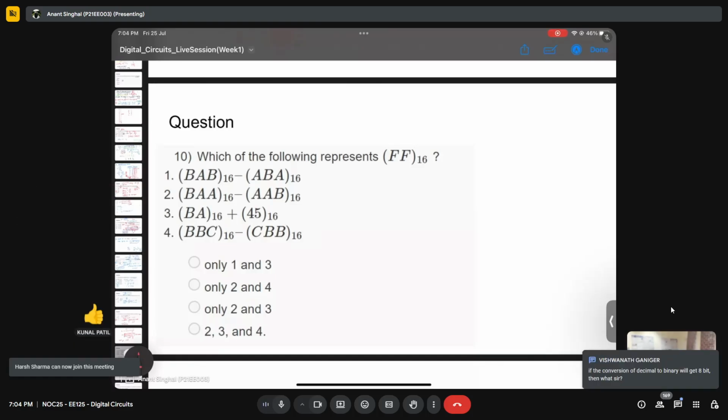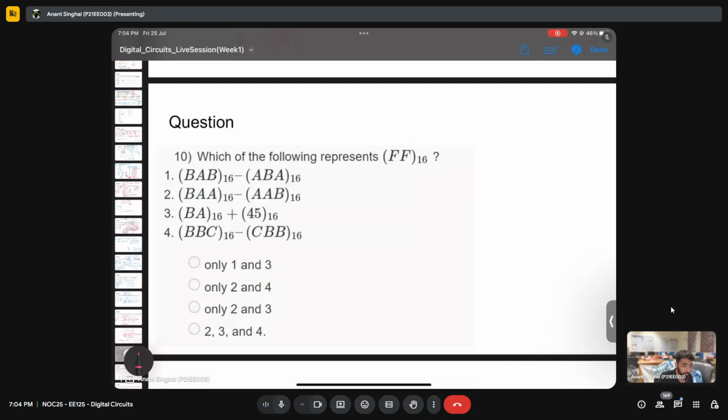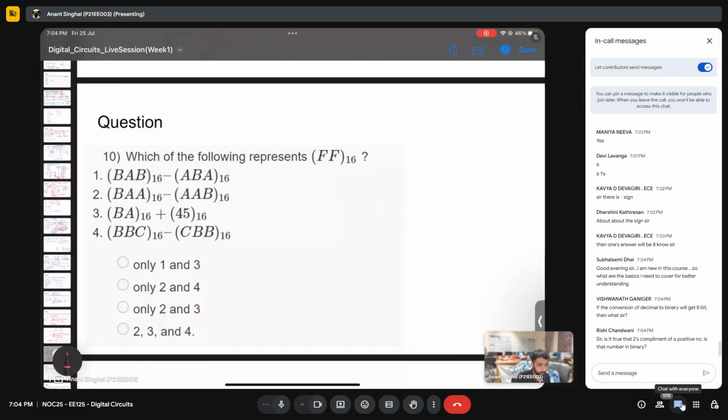Okay, so this is maybe some more. If the conversion of decimal to binary will get 8 bit, then what's the conversion of decimal? I did not understand the problem. If the conversion of decimal to binary gets 8 bits, then there is no problem. 127 is an 8-bit representation. For numbers greater than 127, there will be a 16-bit representation. That is no problem.